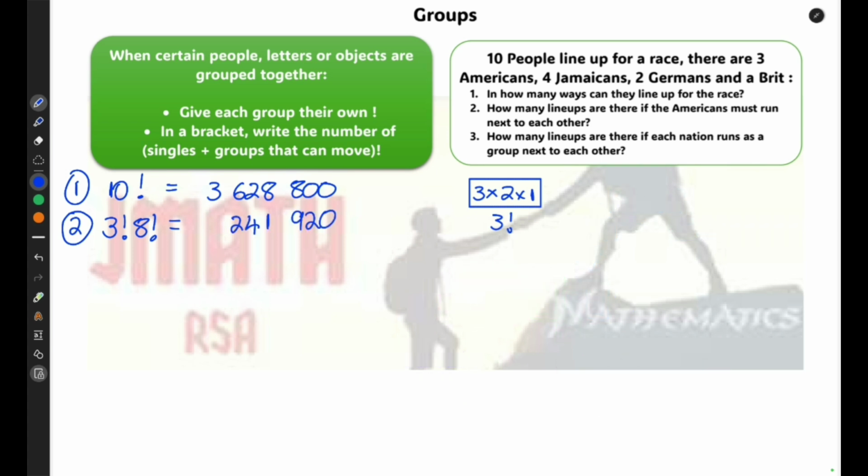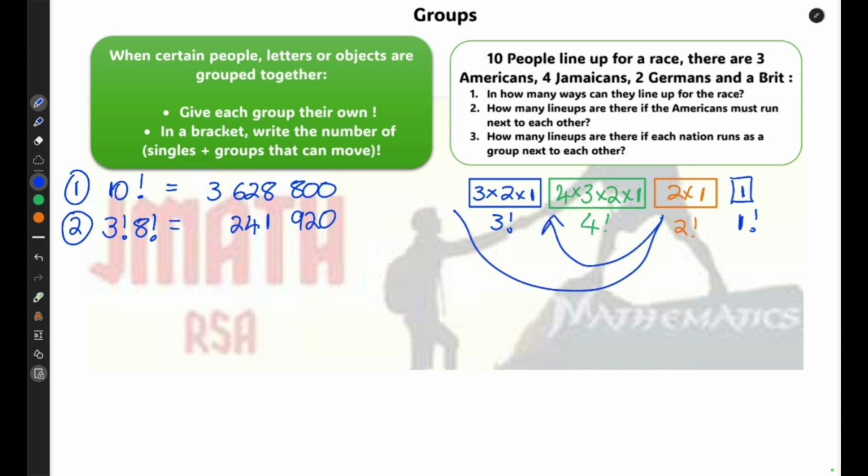Now question 3, how many lineups are there if each nation runs as a group next to each other? So I still have the 3 Americans there, then the Jamaicans, which were 4 times 3 times 2 times 1. Then there were 2 Germans, so 2 times 1. And then the guy from the UK runs as his whole nation, so he is only a 1. I can write 1 factorial, doesn't matter. But this is unfortunately not good enough. That would not give me the answer because the Germans can move in between, or the Germans can move in front, or the Jamaicans can move, or the Brit can move, and there's just too many variations. We're going to get so confused. So let's follow the method.